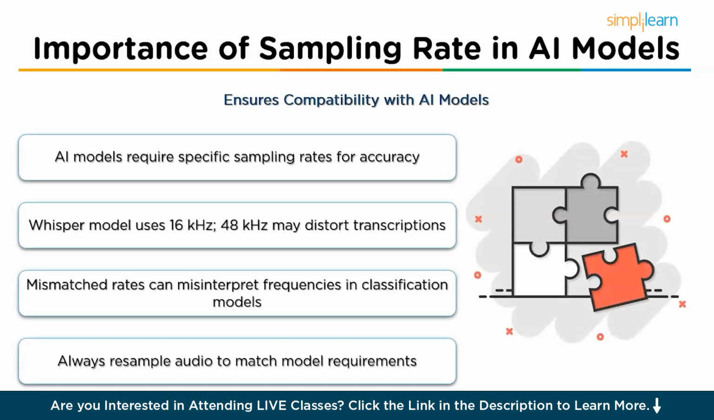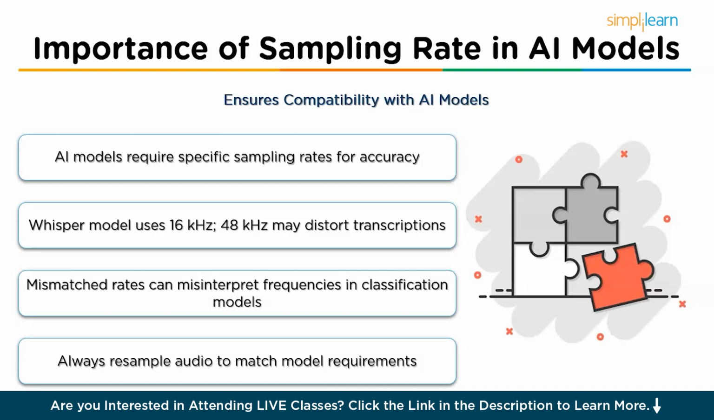So here's why. First things first, it ensures compatibility with AI models. AI models are trained on specific sampling rates, and using the wrong sampling rate can lead to poor performance or incorrect results. For example, OpenAI's Whisper model, which is used for speech-to-text conversion, is trained to process 16,000 Hz or 16 kilohertz audio. If you provide an audio file recorded at 48,000 Hz, the model expects fewer samples per second, and as a result, the time duration is misinterpreted, leading to distorted or inaccurate transcriptions. Similarly, zero-shot audio classification models like CLAP are trained with specific sampling rates.